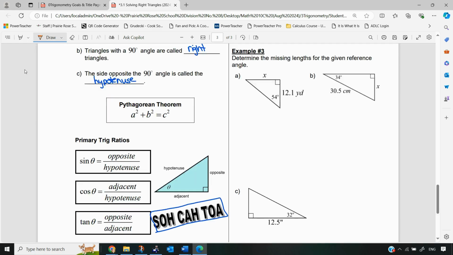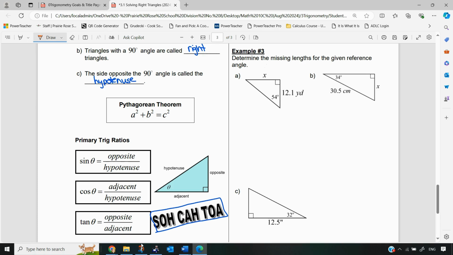Now in trig, we can find missing sides and missing angles if we have enough information. Notice that for all of these trig ratios, we have an angle and 2 sides. So as long as I have an angle and 2 sides and only one of them is unknown, I can find whatever it is that I'm missing.